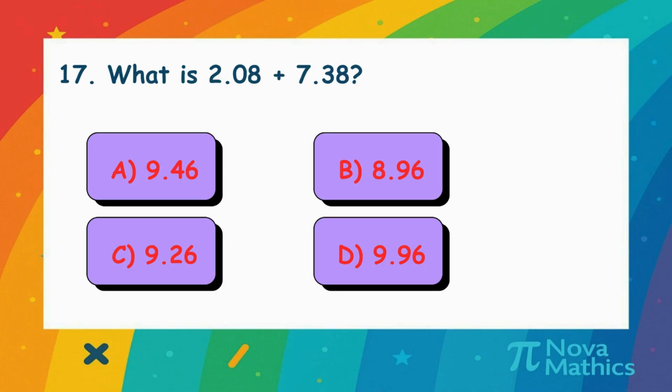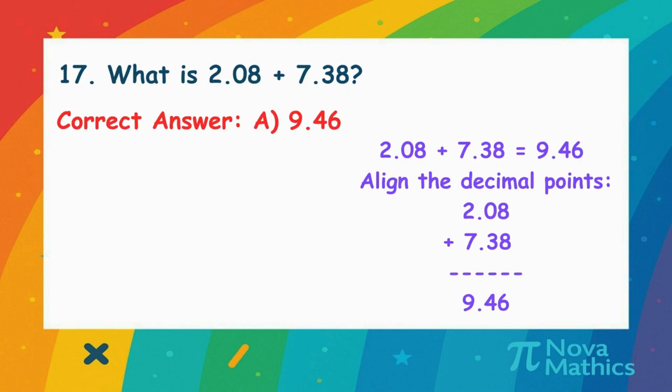17. What is 2.08 plus 7.38? Correct answer is 9.46. Start adding from the right and remember the decimal. The final result is 9.46.